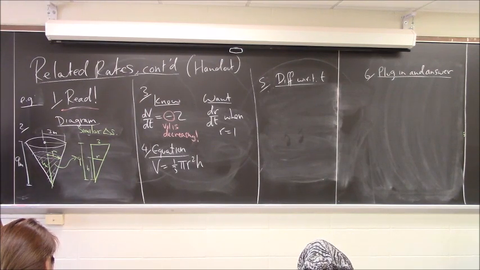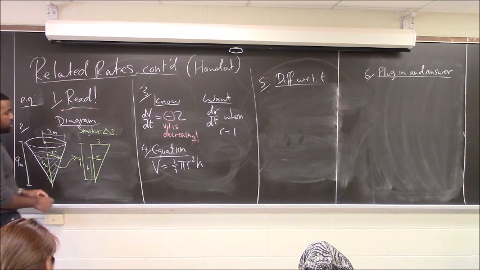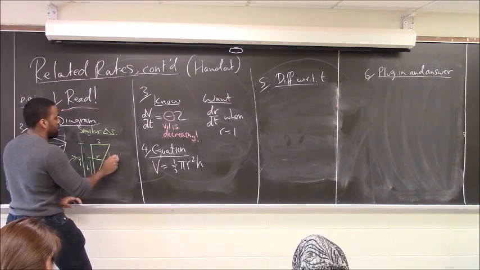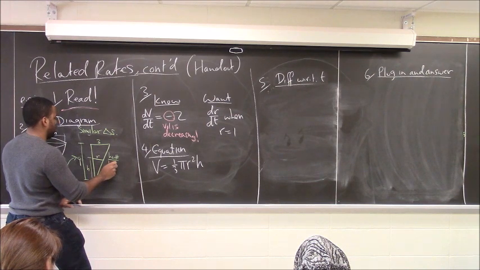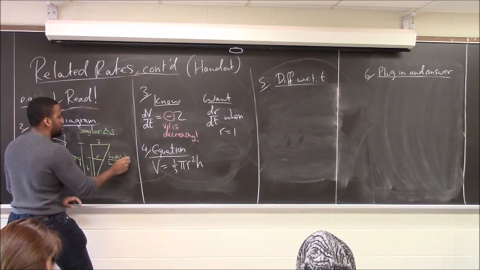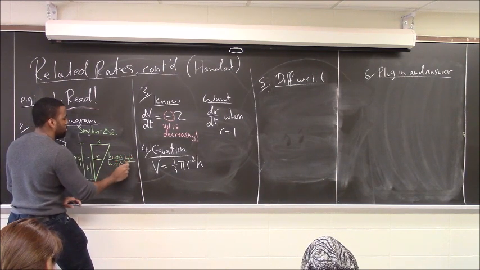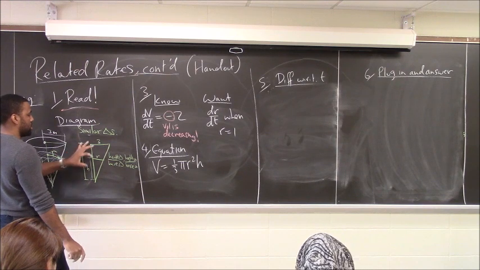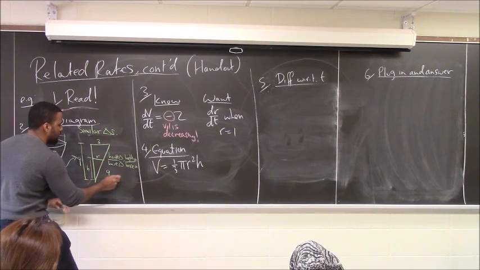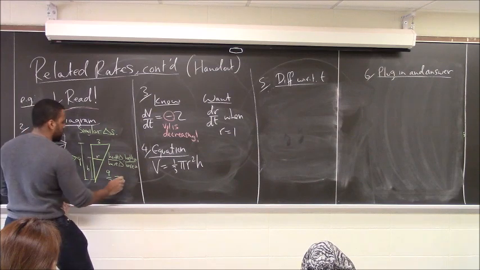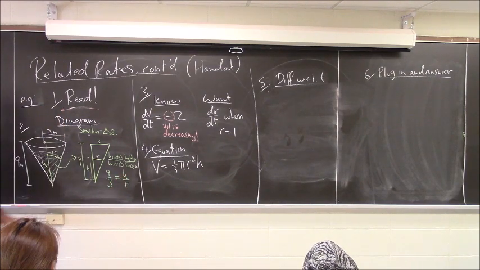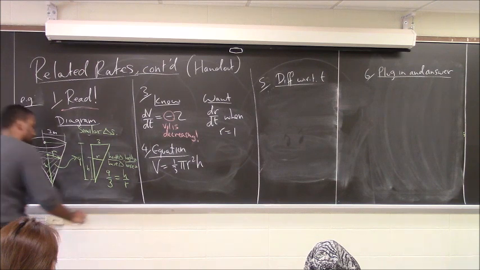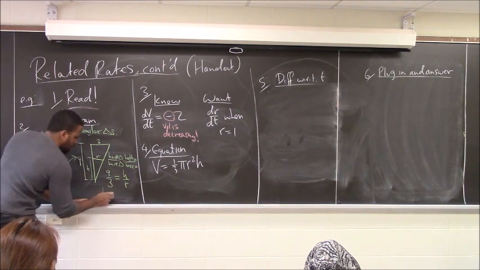Now for similar triangles, all we need to do is remember that they are proportional. So the height over the base of the big triangle is going to be equal to the height over the base of the small triangle. Here, height over base of the big triangle is 9 over 3. Height over base of the small triangle is H over R. And so from this we can conclude that H is actually 3R.